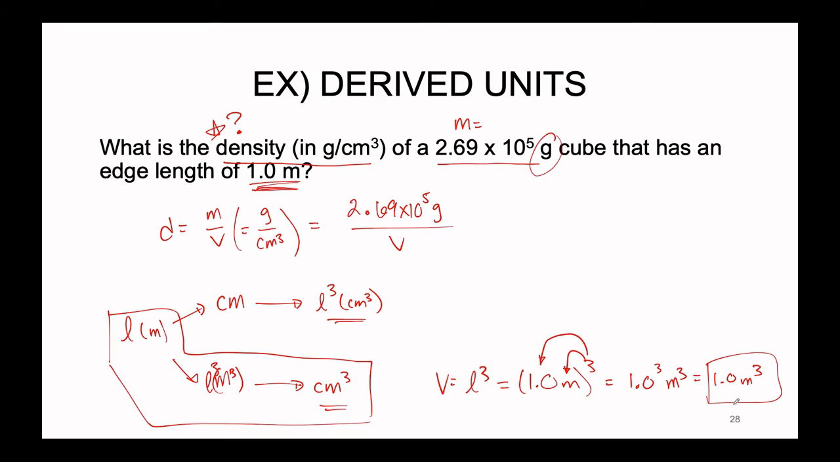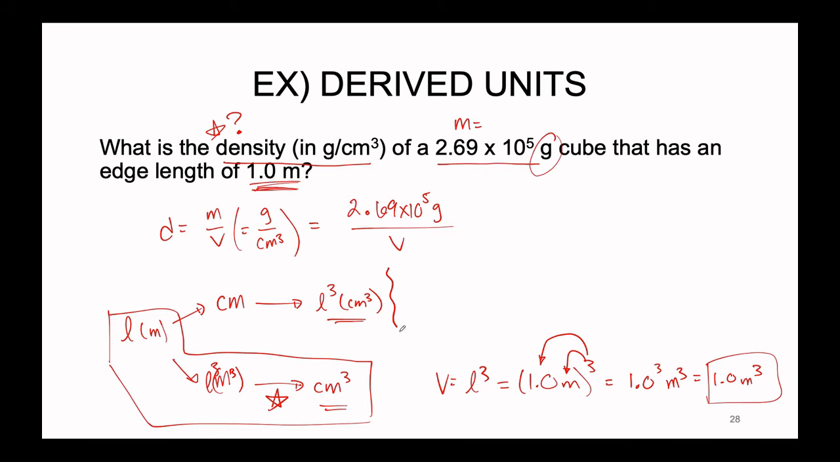All right, so this volume of 1.0 meters cubed, we could hypothetically plug that into our density calculation, but we are not asked to find density in grams per meter cubed, we are asked to find density in grams per centimeters cubed. And so here, this second step is where some folks get tripped up. How do you convert meters cubed to centimeters cubed?